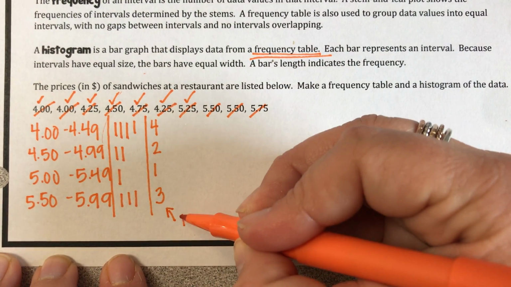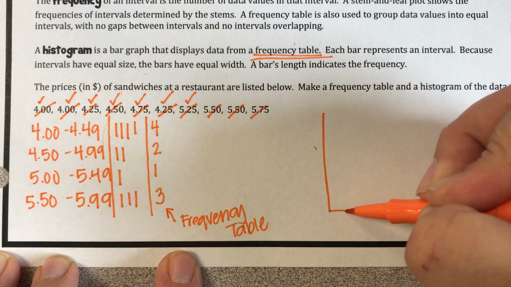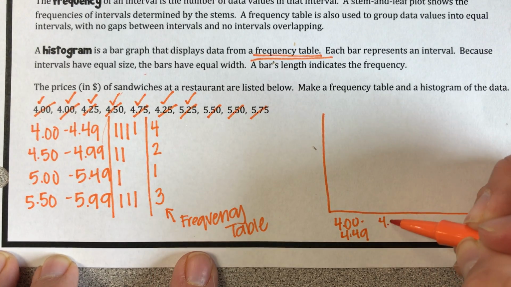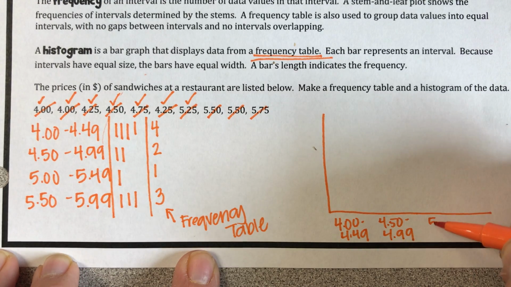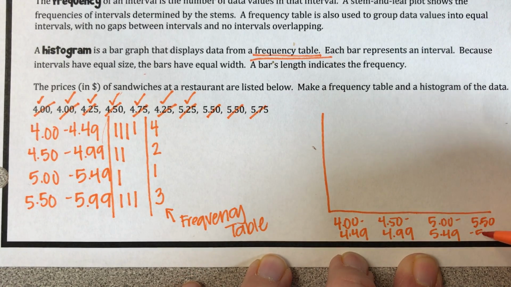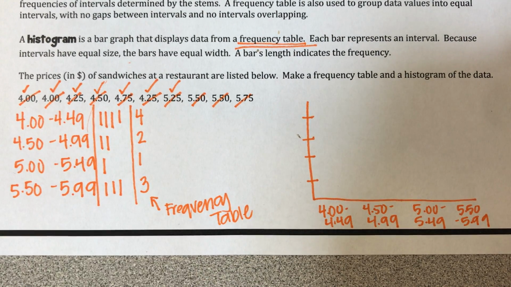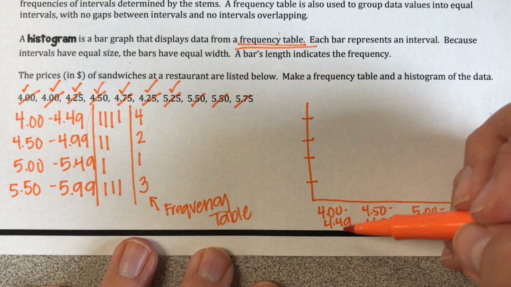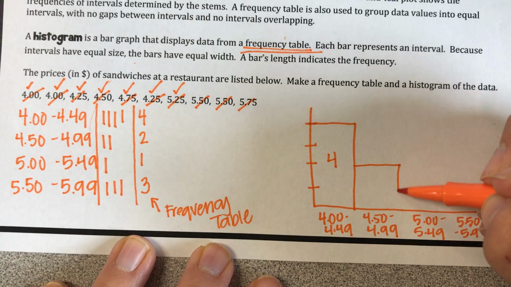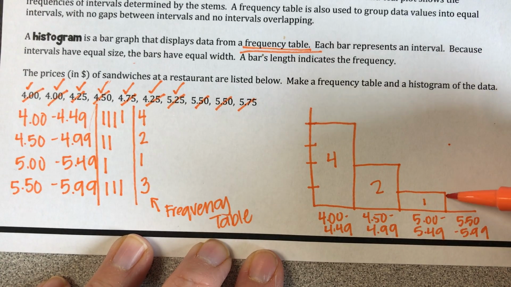What we just made is our frequency table. Now we're going to turn that frequency table into a histogram. So I have 4 to 4.49, 4.50 to 4.99, 5 to 5.49, and 5.50 to 5.99. Then I'm going to make a bar that represents the frequency of that data item on the side. So for 4 to 4.49, I had 4 data items in that category. 4.50 to 4.99, I had 2. 5 to 5.49, I had 1. And then 5.50 to 5.99, I had 3.